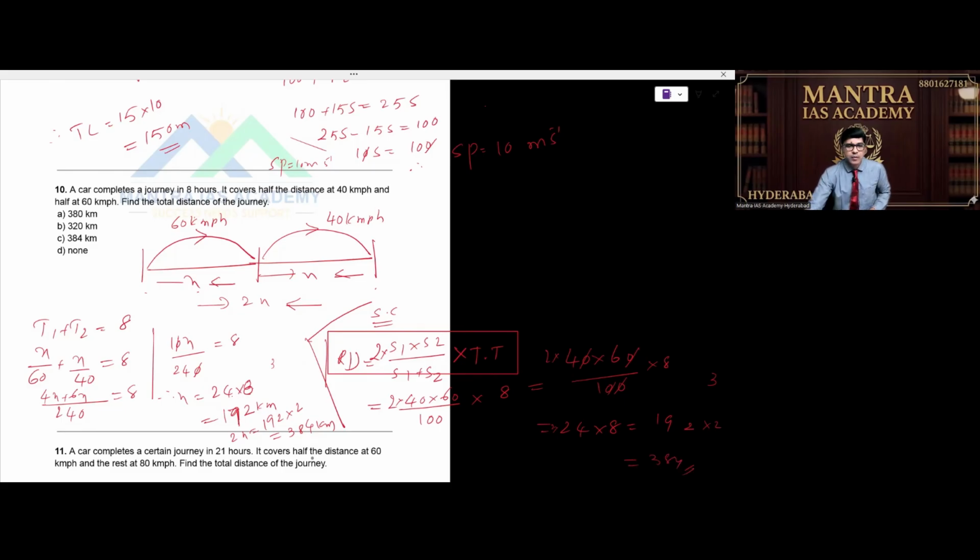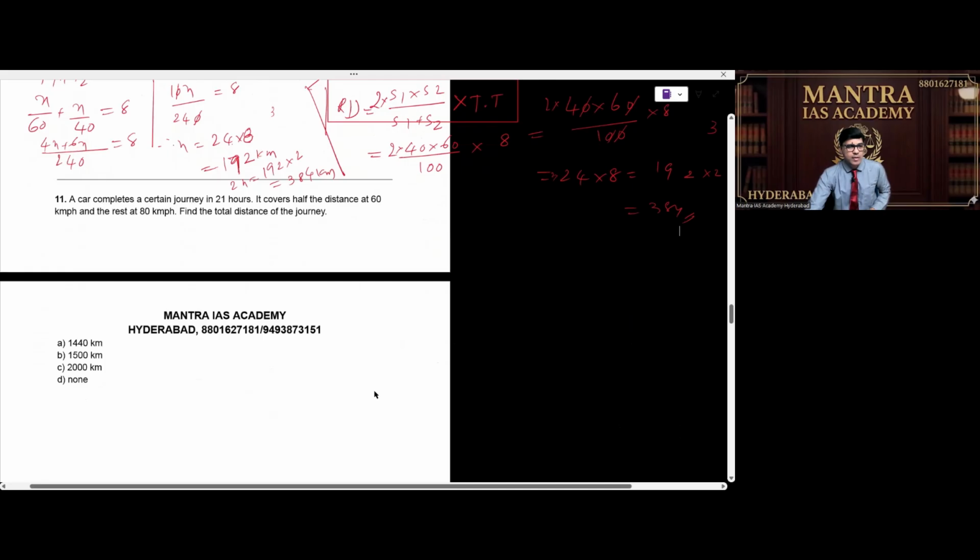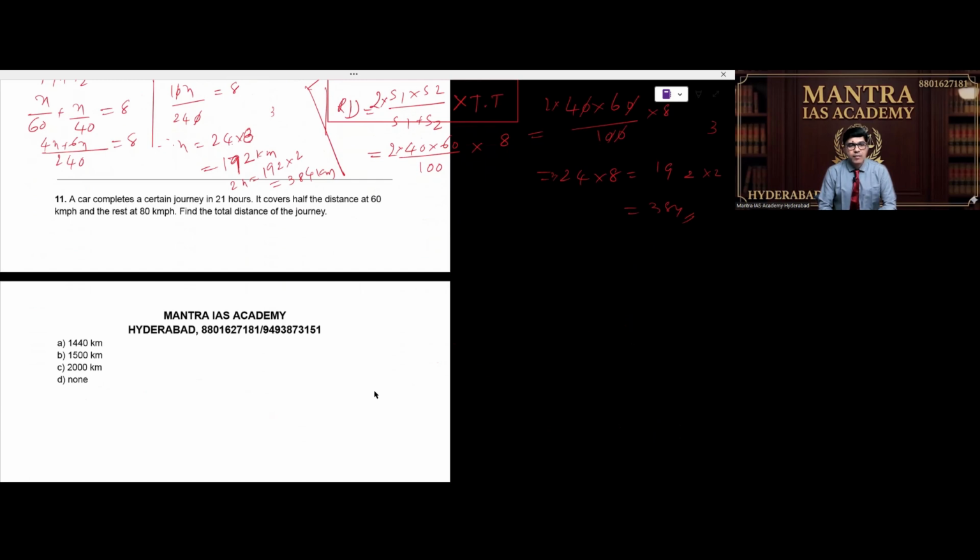This is a beautiful question, of course a wonderful question, lengthier also, don't worry for that. Now, a car completes a certain journey in 10 hours. It covers the half of the same thing, same formula you have to apply. 11th question also. Find the total distance now. I'll apply the direct formula now: 2 into S1 into S2 by S1 plus S2 into time. The total journey time is 21 hours now.